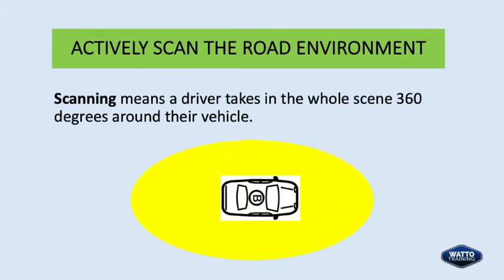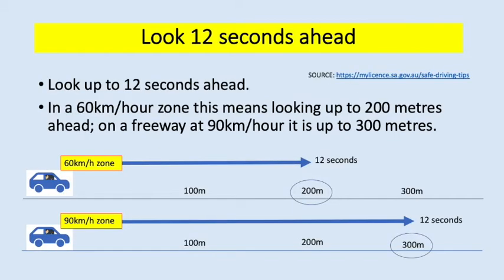Learners must actively scan the road environment. Scanning means a driver takes in the whole scene 360 degrees around the vehicle. Look 12 seconds ahead. In a 60 km/h zone, this means looking up to 200 meters ahead. On a freeway at 90 km/h, it is up to 300 meters ahead.